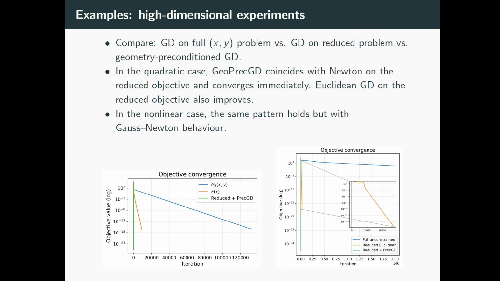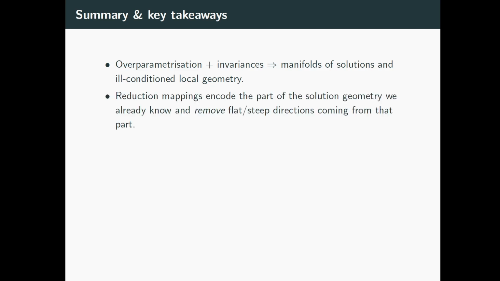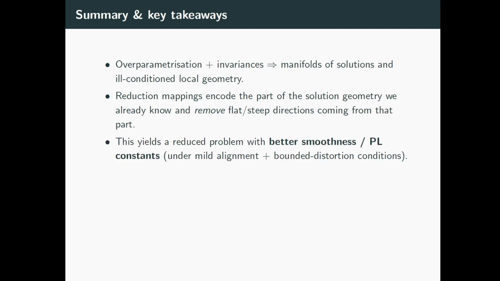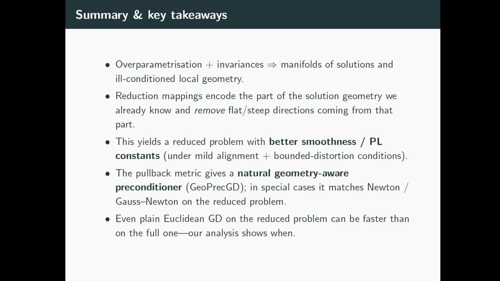So to summarize, over-parameterization and invariances give solution manifolds an awkward local geometry. Reduction mappings let us encode the known part of that geometry, which removes flat and overly steep directions tied to that part. Under mild alignment and distortion conditions, this actually improves the smoothness and PL constants. The pullback metric gives a principled preconditioner, and that in special cases becomes Newton's or Gauss-Newton method. And even plain gradient descent on the reduced problem can be faster than gradient descent on the full problem.